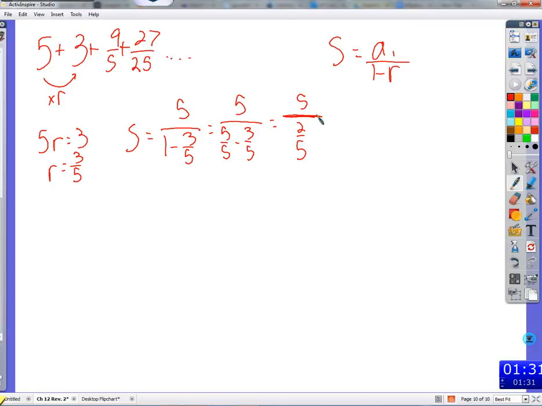Multiply by the reciprocal of the thing you're dividing by. 5 over 1 times 5 over 2, 25 over 2. We add this up forever, which we can't physically do.